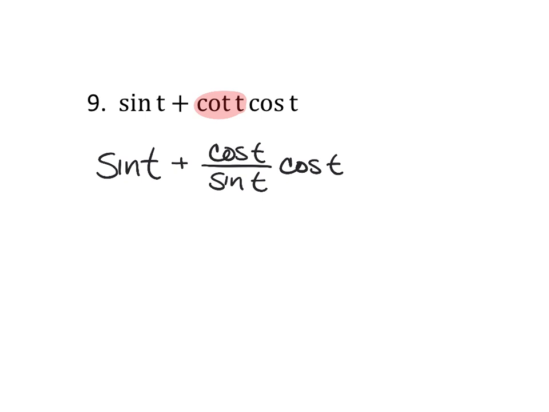I don't really see anything to do, so let's just simplify these two. Since they're multiplied together, if I were to multiply cosine times cosine, what would it be?